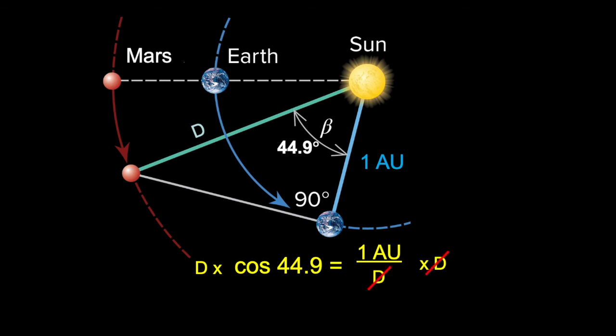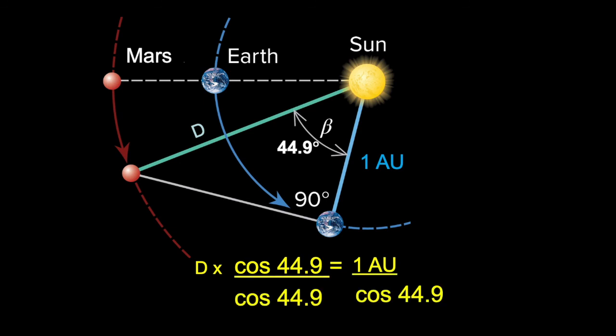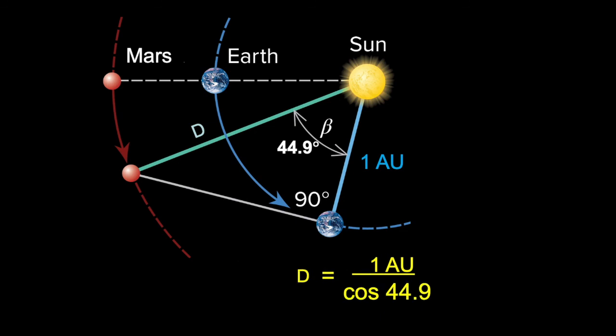That's going to get rid of D on the right side and leave me with D times cosine of 44.9 equals 1 AU. Now I still need to get D by itself, so I divide both sides by cosine of 44.9 to get D equals 1 AU over cosine of 44.9. I put that straight into my calculator, and I should get 1.4. The distance between Mars and the Sun is 1.4 AU.